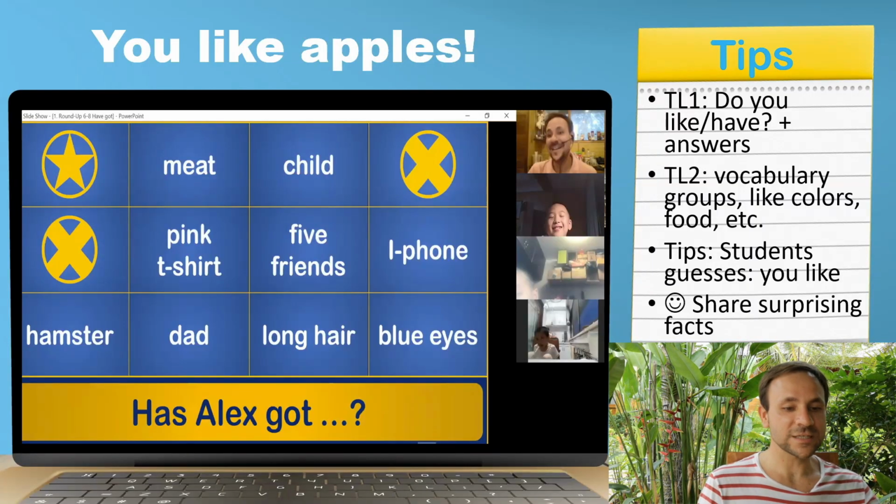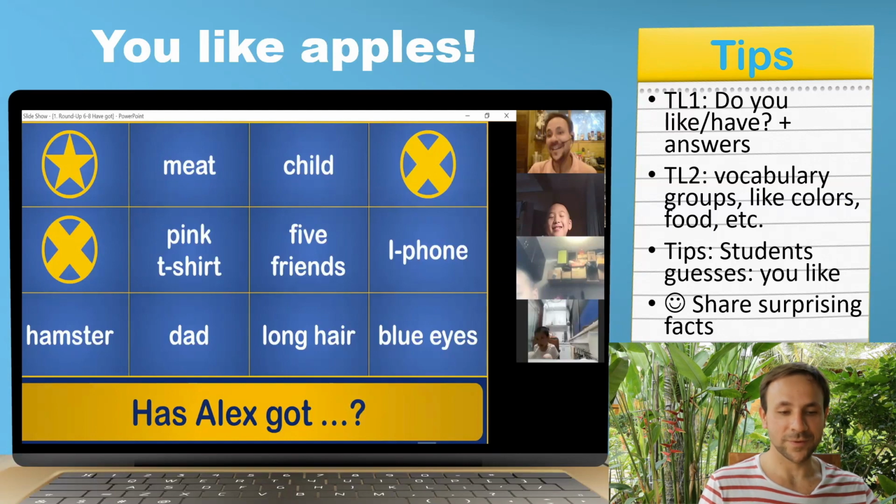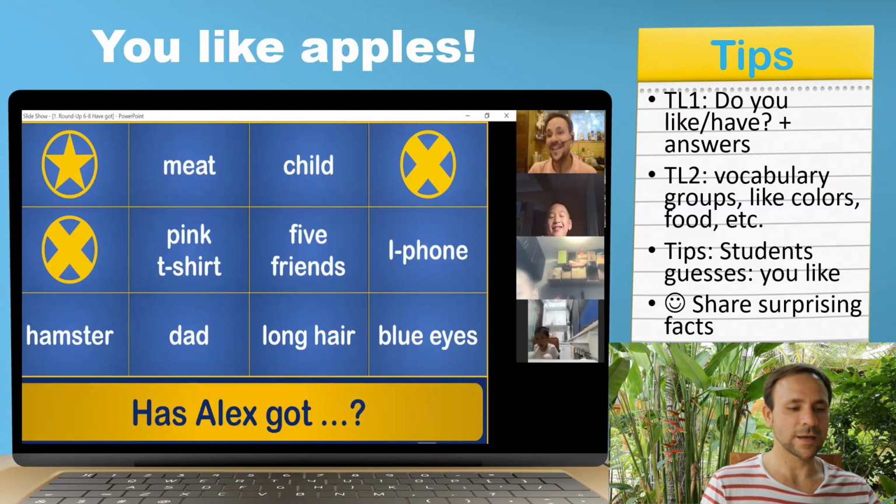In the second example, 3 students were competing. Here in the second example, 3 students were playing a game, Who Knows Alex Better? So they would say, I think Alex has got an iPhone. And I would say, no, sorry, I haven't got one. So he would get no points.